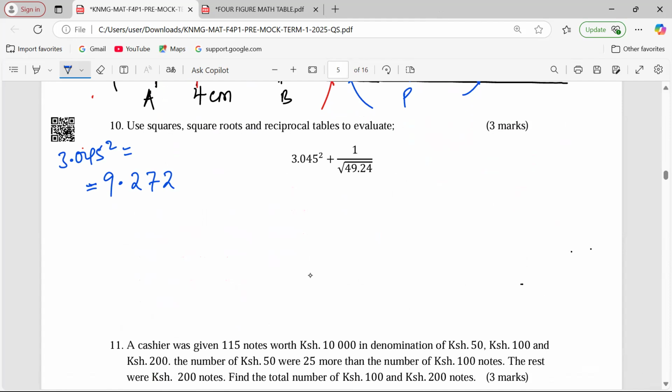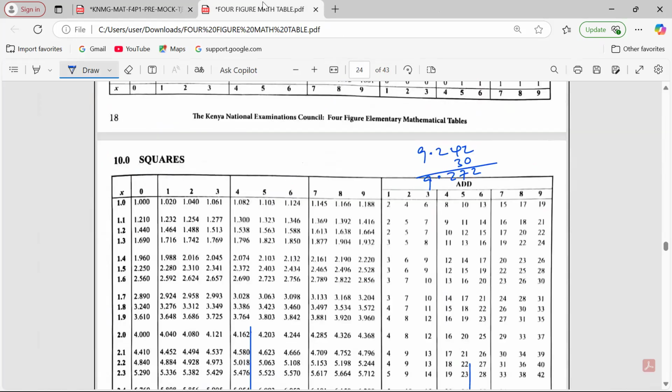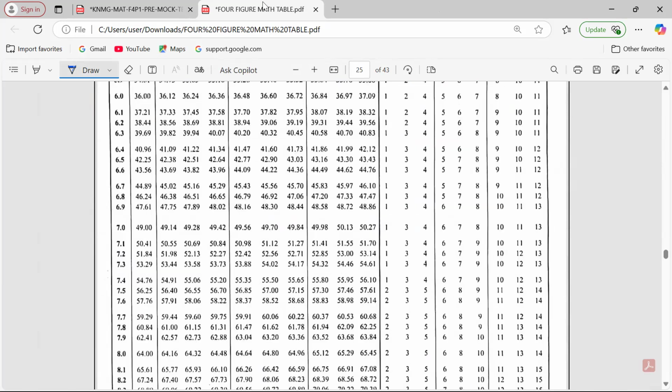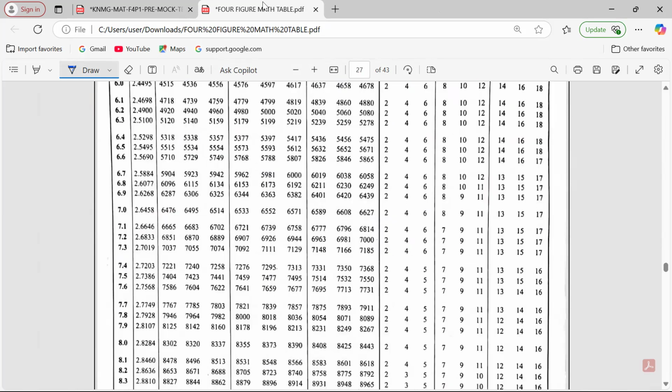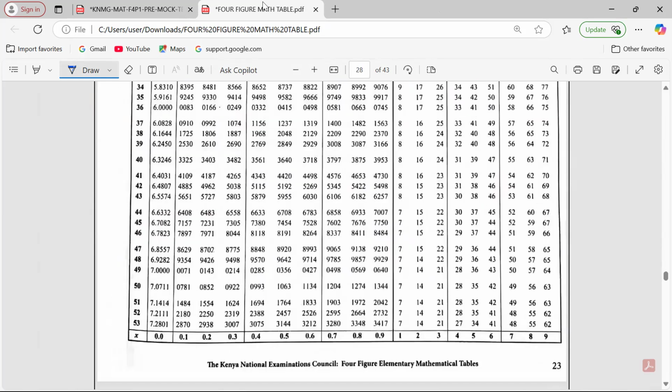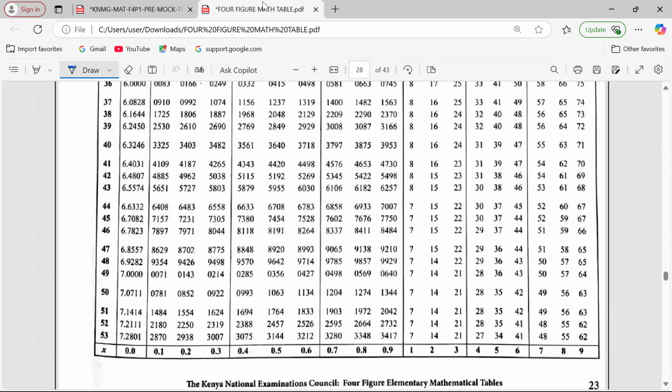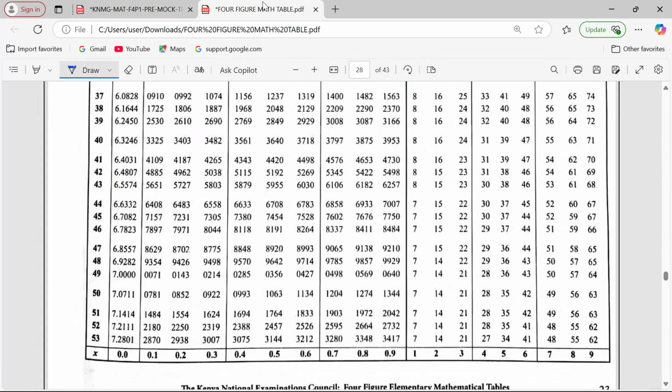The square root is of 49.24. So let's check what the square root of 49.24 is. We go to the square roots table now. Square roots are here. This is the row that we are dealing with. Now we establish the columns that we need.